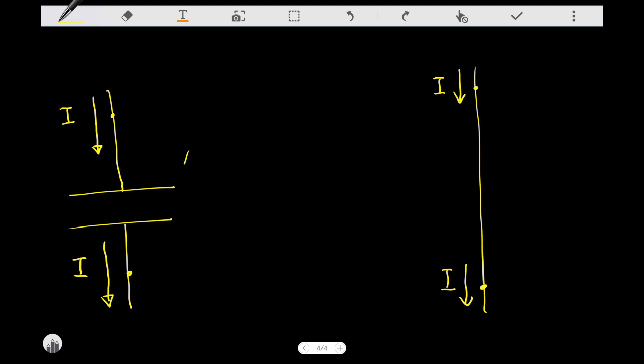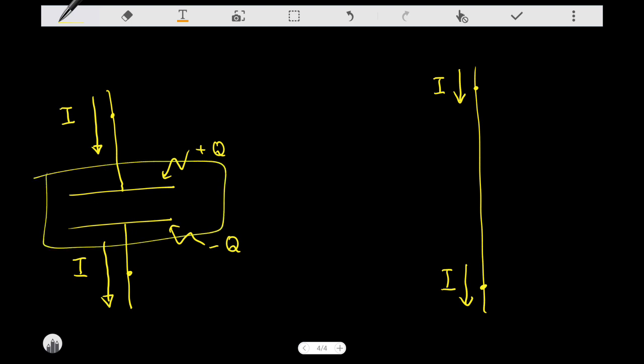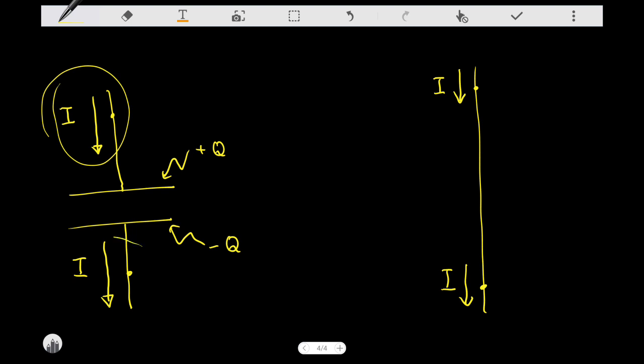The reason is that the capacitor as a total should be charge neutral. So even though there's a charge pileup on the plates, the whole capacitor is charge neutral. So this whole thing is charge neutral, and so therefore there is no charge pileup in that region in here. So therefore, whatever the current is flowing downward in here is going to continue in the rest of the branch. So you can think of it like this.